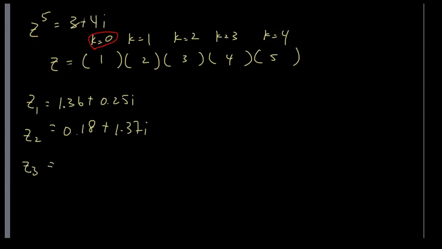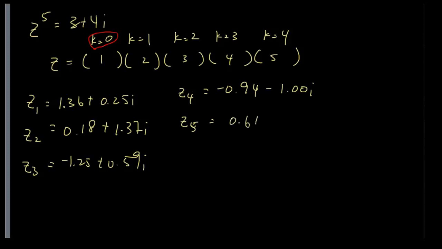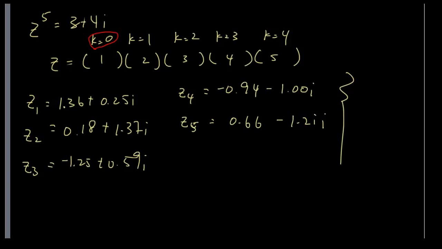z3 is equal to negative 1.25 plus 0.59i. z4 is equal to negative 0.94 minus 1.00i, and then the last one, z5, is equal to 0.66 minus 1.21i. Okay, so these are my roots in polar form. So I've answered the question in here.